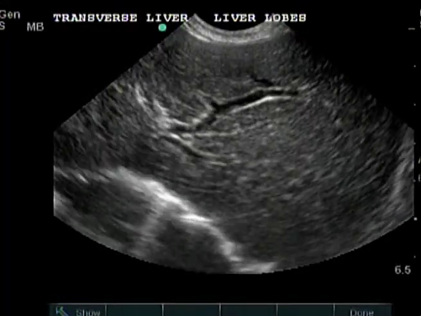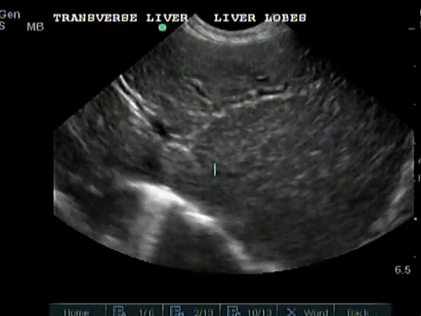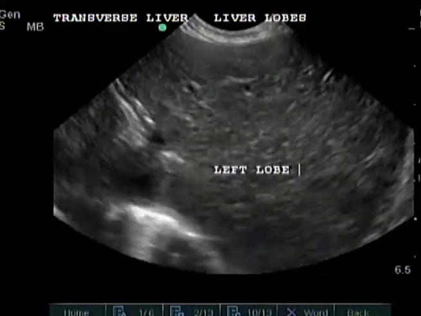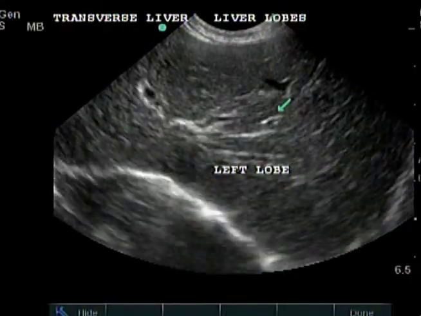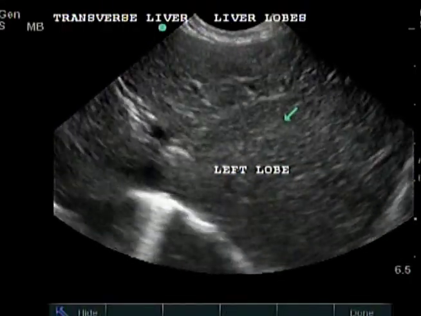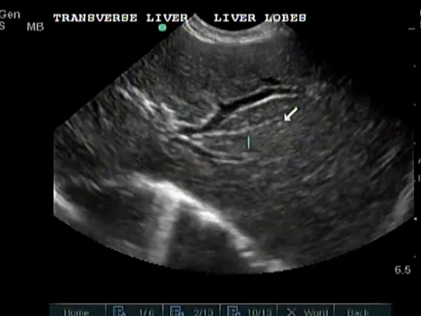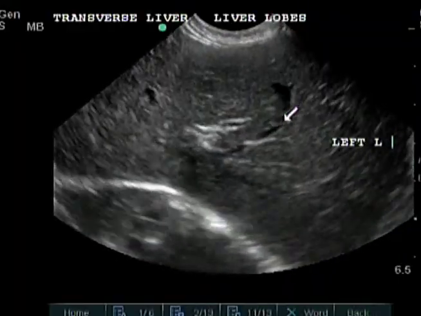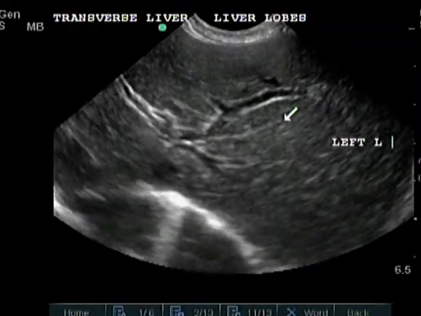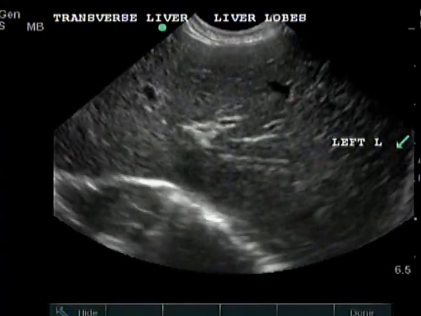In presenting this DVD, I am assuming the viewer is familiar with standard transducer positions and movements, as well as orientation of organs on the ultrasound screen, as described in the Tips and Techniques DVD. I also encourage the viewer to optimize the ultrasound image, as described in the Tips and Techniques and General Abdominal Scan DVDs.